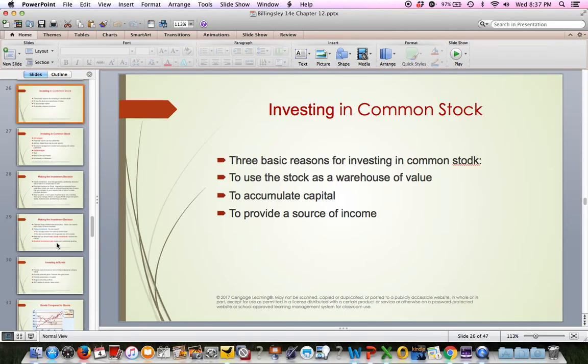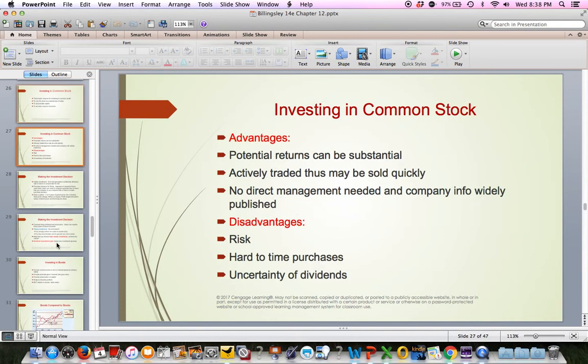The reasons to invest in common stock: to use the stock as a warehouse of value, to accumulate capital, and provide a source of income. Typically, I showed you from Chapter 11, there was a chart that showed you what the average return was on the stock market over certain periods of time, and they're generally pretty good. You can look at some 5 to 10 year periods of time where the market's grown by 10% or more. Some periods are less than that and some periods are negative, but generally over time the market typically gets you a return of around 8%. It's really hard to find other investments that will get you 8%. So that's why the market's popular and why people invest in it.